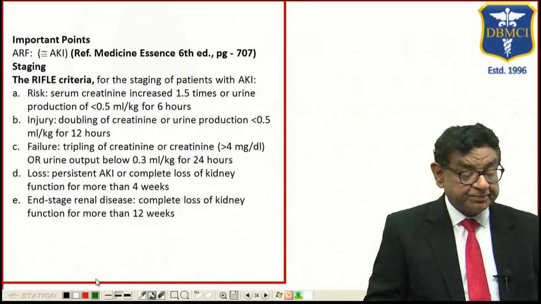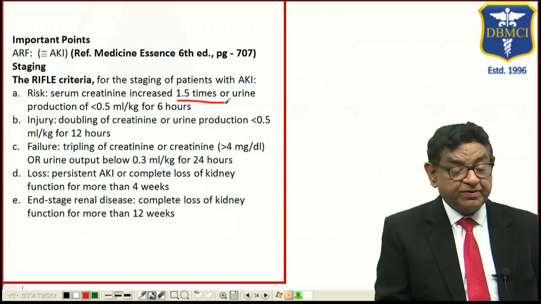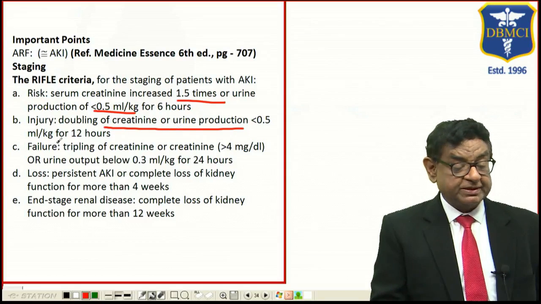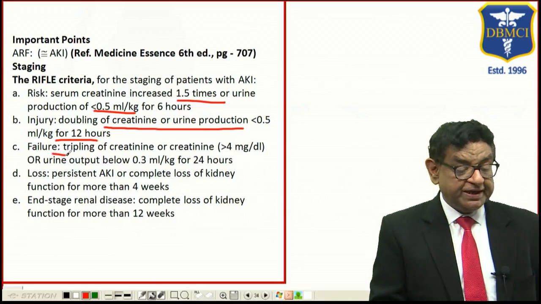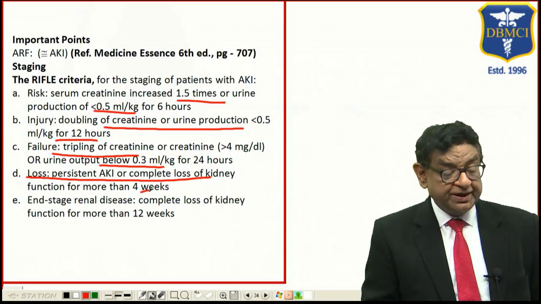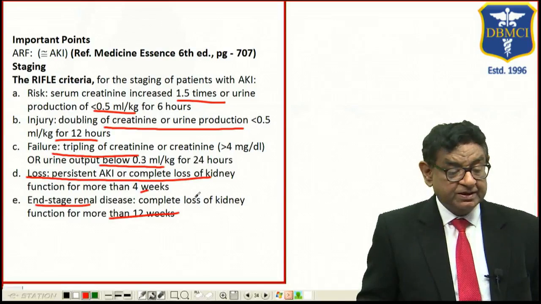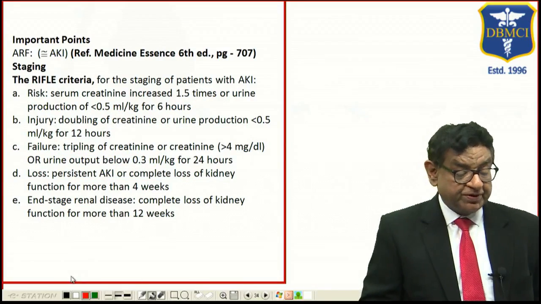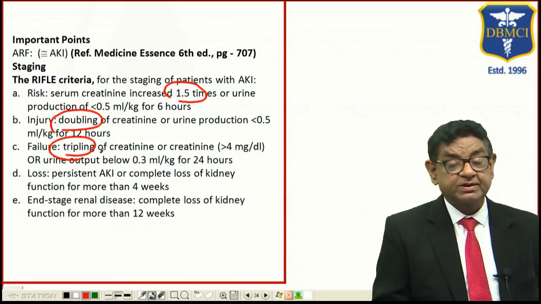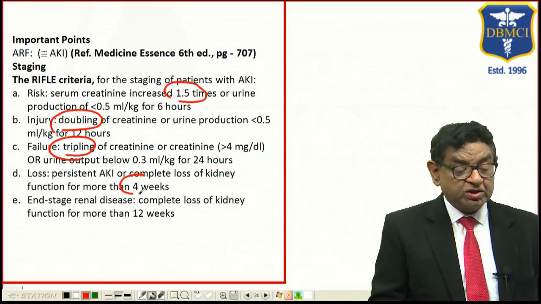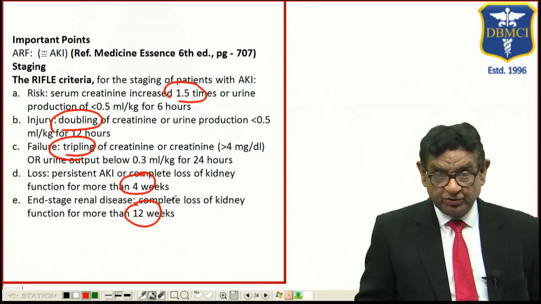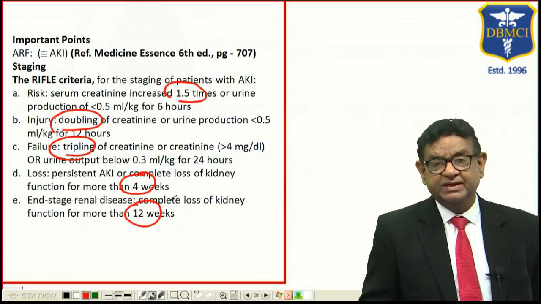When you say risk, creatinine rises more than 1.5 times or urine less than 0.5 ml for 6 hours is risk. Injury: double of creatinine or urine production less than 0.5 ml in 12 hours. Failure: triple of creatinine and urine output less than 0.3 ml per kg. Loss: kidney function loss for 4 weeks, and end-stage renal disease: kidney function loss for 12 weeks. Okay? So now it looks a little difficult, but I'll make it very simple for you. Look at creatinine: 1.5, double, and triple. So 1.5, 2, 3. Kidney function loss for 4 weeks, 12 weeks is end-stage renal disease. So the take-home message for you is 1.5, 2, 3, 4, 12 is the summary. I think you can remember the RIFLE criteria very easily.